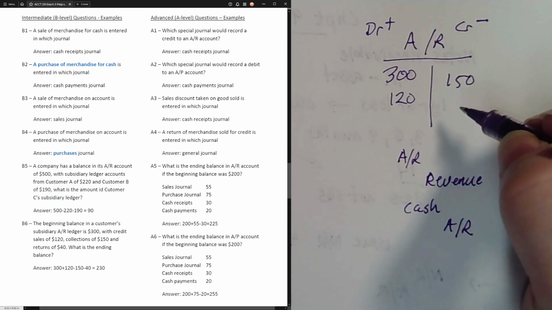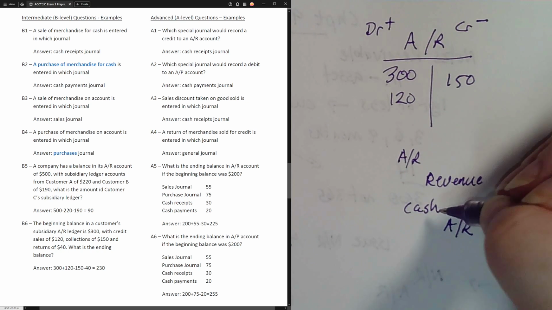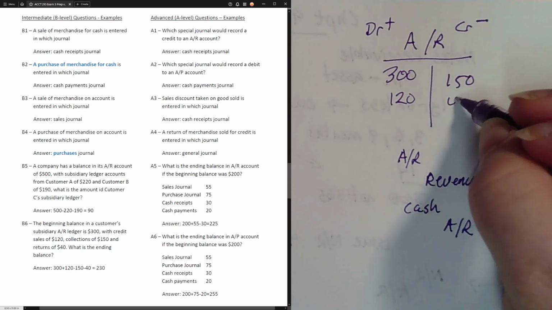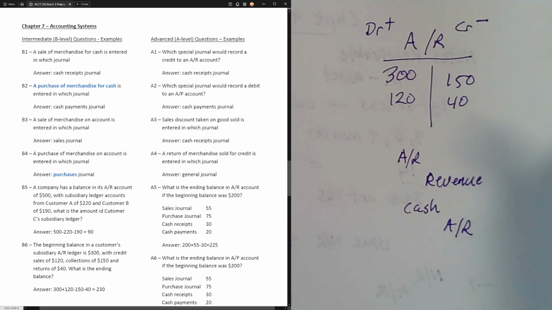reduction, so 150. And then returns are also a reduction on AR. Instead of cash, it would be sales returns and allowances, if you remember going through that process. So this would also be a reduction. So here we've got a beginning balance plus 120 of the new credit sales, minus 150 of the collections, and minus 40 of the returns.